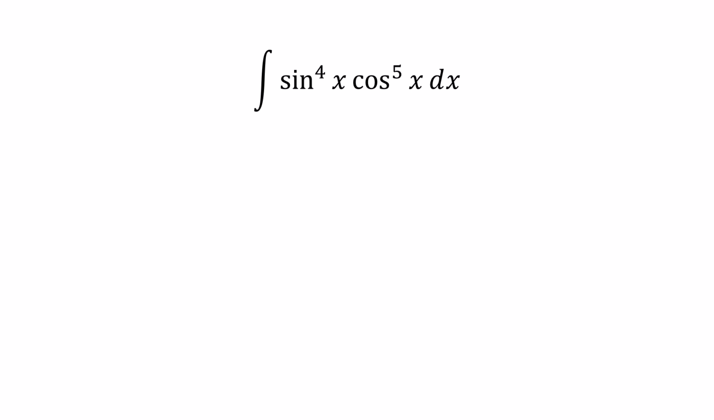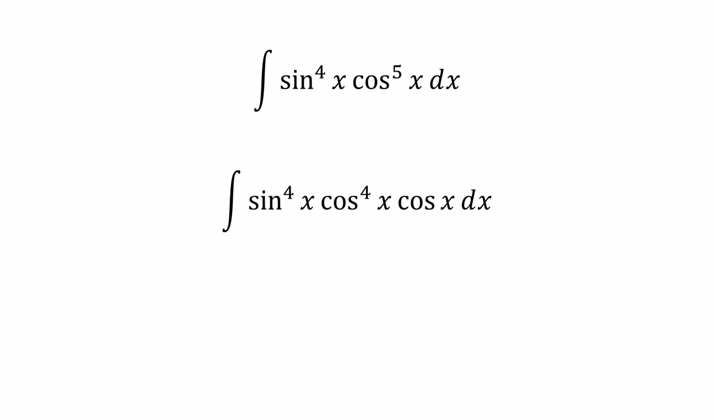In this video, we will evaluate the integral of sine to the fourth of x cosine to the fifth of x dx. To begin, we factor out a cosine, which gives the integral of sine to the fourth of x cosine to the fourth of x cosine of x dx. We now rewrite the remaining cosines in terms of sine using the Pythagorean identity.